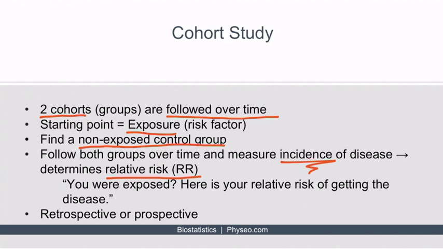In a nutshell, relative risk asks, you were exposed? Well, here is your relative risk of getting the disease. We talk about relative risk in Section 9 of this chapter. Lastly, cohort studies can be performed in a retrospective or a prospective manner.